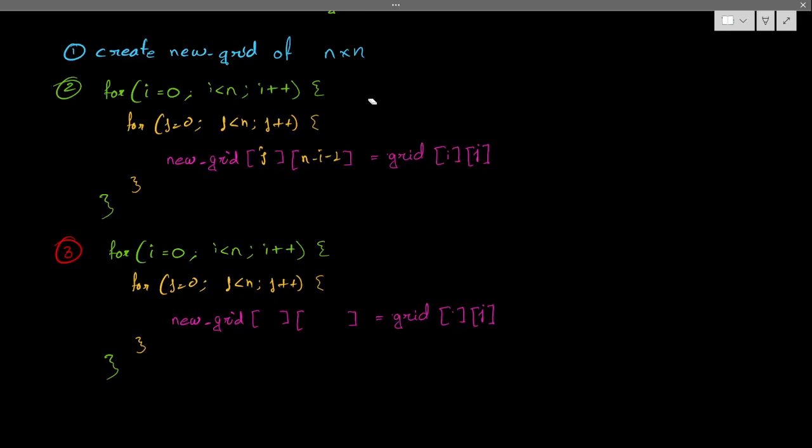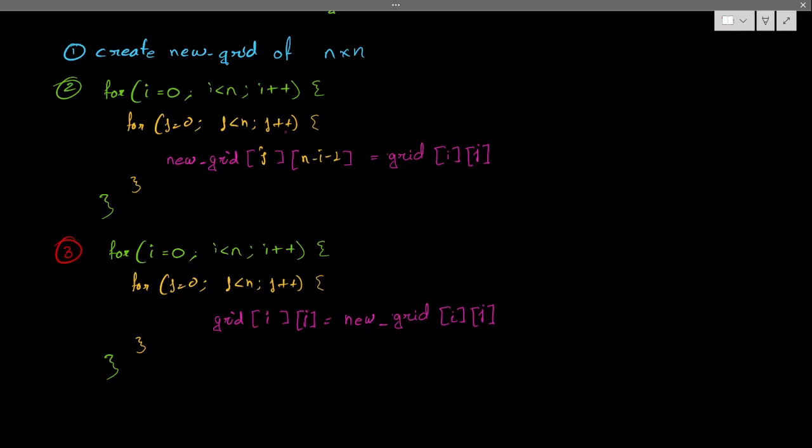Here i and j are required, so it will be my grid value, and it becomes my I value, j value, and the new grid value. Simply I will do it and it will work. So this is my pseudocode.